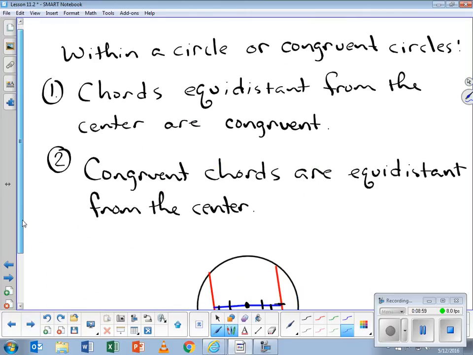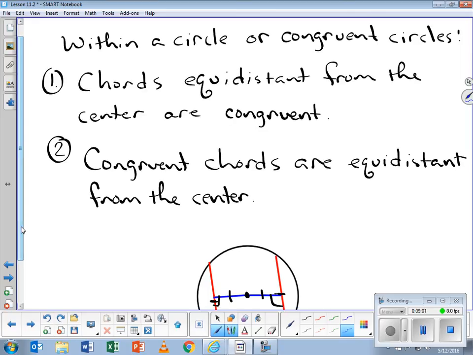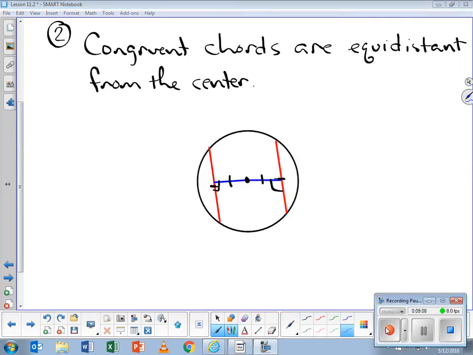Okay, so another rule. Within a circle or congruent circles. I'll pause while you copy this down. Then I'll move it up so you can copy the circle.